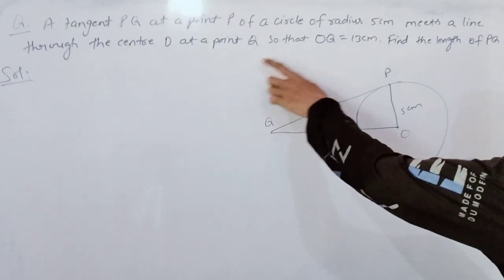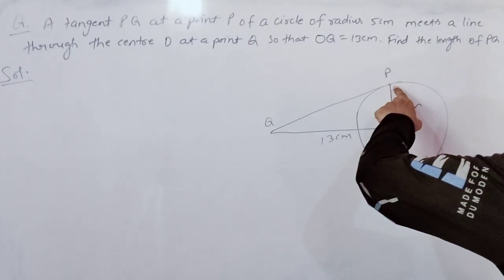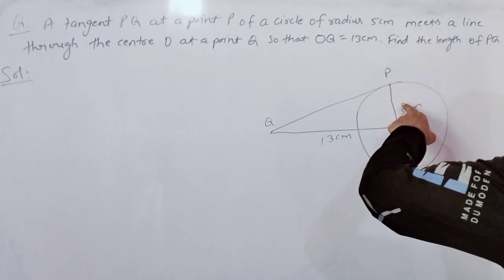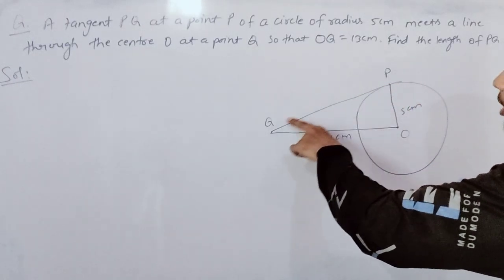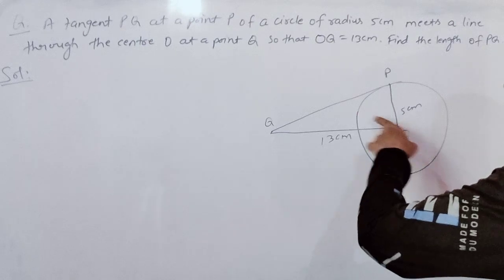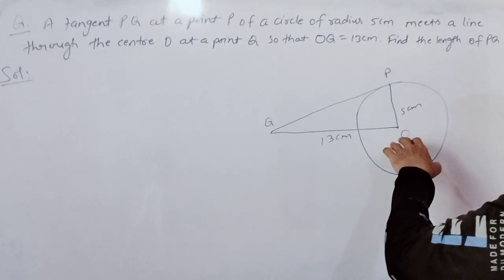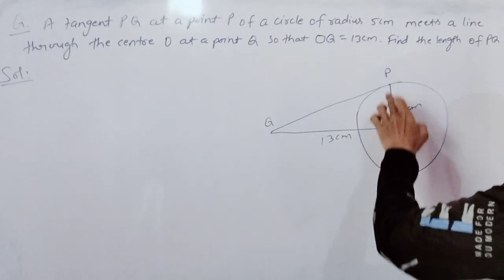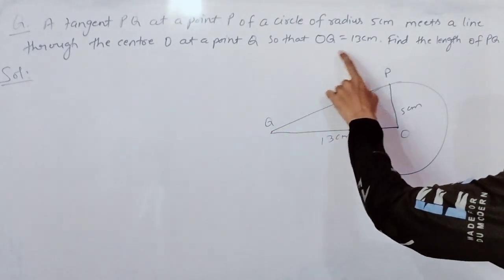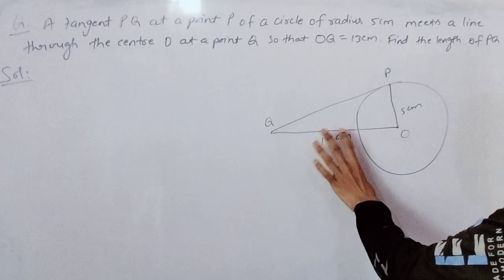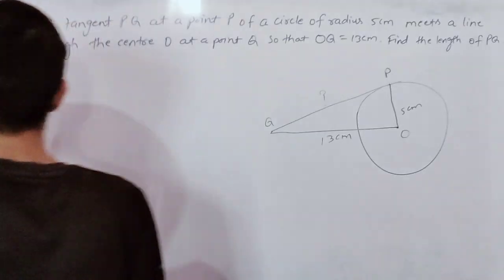Now here, PQ at a point P of a circle of radius 5 centimeter meets a line through the center O at a point Q, like that. It will start from here, then it will meet here, so that OQ makes a measure of 30 centimeter. Find the length of this. We have to find this.